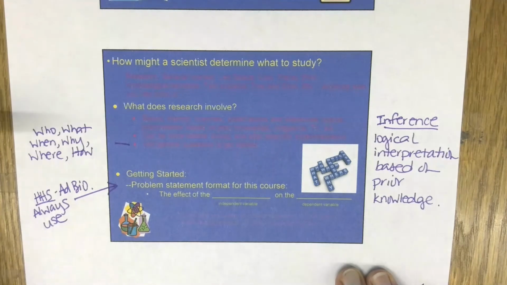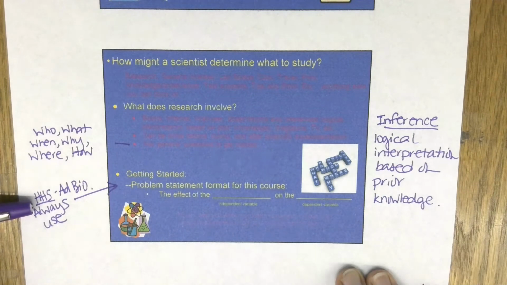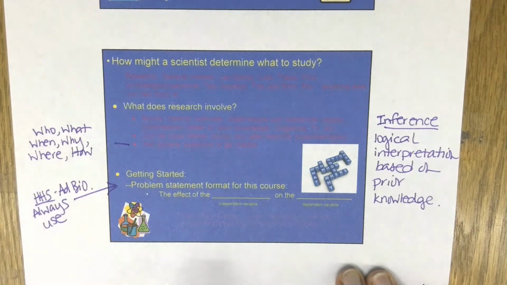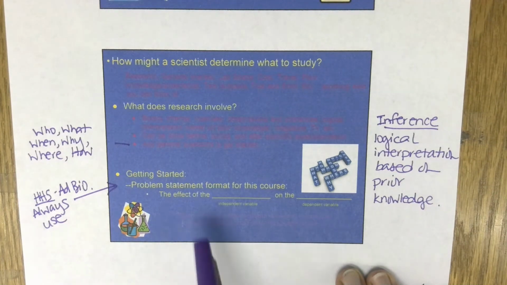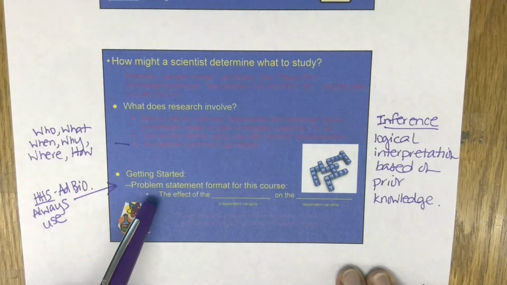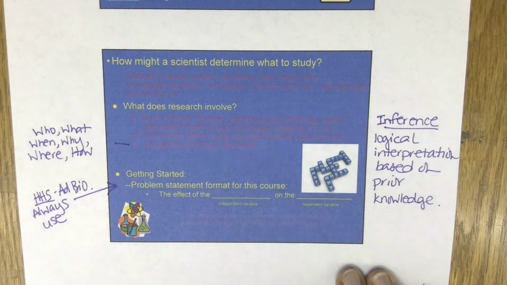For any experiment, essentially to get started, the best thing for a scientist to do is determine what they want to study and put it in the form of a problem that they want to solve. For us here at Hoover High School in advanced biology, you're going to use this problem statement, and it says the effect of the independent variable on the dependent variable. So if I ask you for a problem statement in the correct format, it always goes in that form, or it's going to automatically be marked wrong. That being said, let's give an example real quickly.